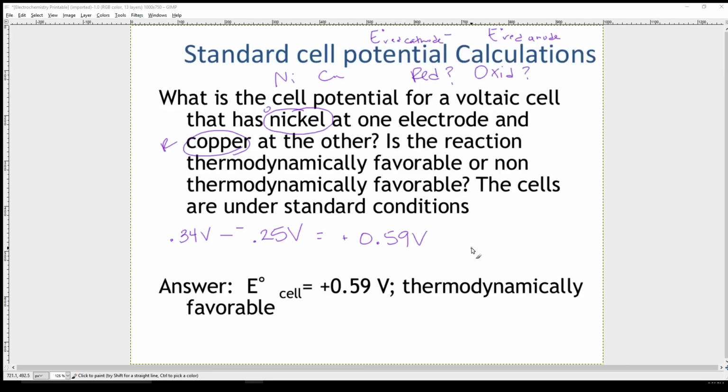Okay, cool. So the trick on these problems really is figuring out what's being reduced and what's being oxidized. What's the anode, what's the cathode? And you can figure that out multiple different ways. This is one of them. Now, obviously the answer is right here. It says, yes, it is thermodynamically favorable. How do you know it's thermodynamically favorable? Because the standard cell potential is positive. That's how you know. Simple as that.